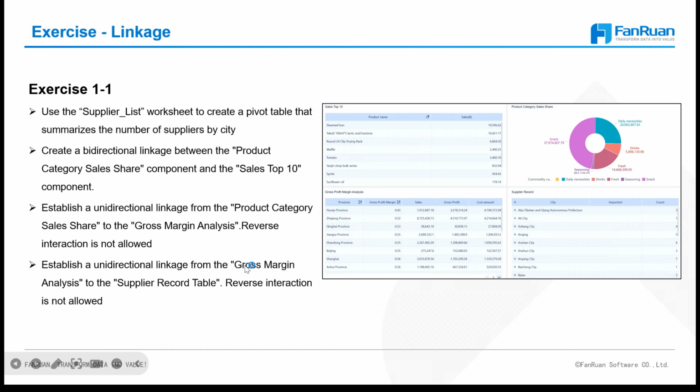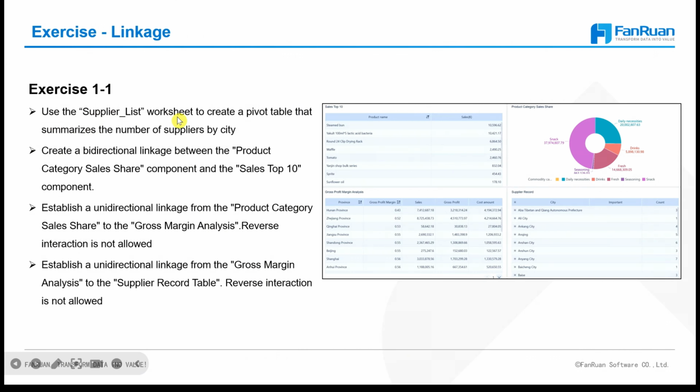Next, let's review the specific requirements for this exercise. The exercise requires us to configure linkage settings between the following components. Firstly, we need to use the supplier list worksheet to create a pivot table and set up a bidirectional linkage between the product category sales share and sales top 10 components.